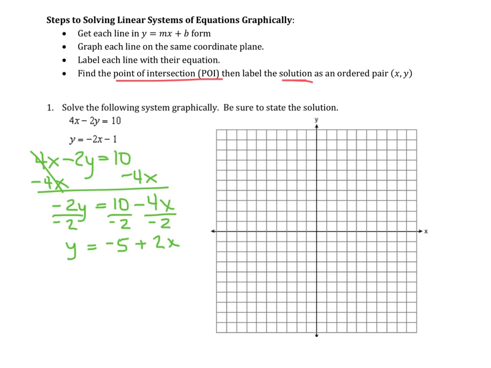All right, so for that first equation, I can say that I have a y-intercept of negative 5, and I have a slope of 2, or 2 over 1.